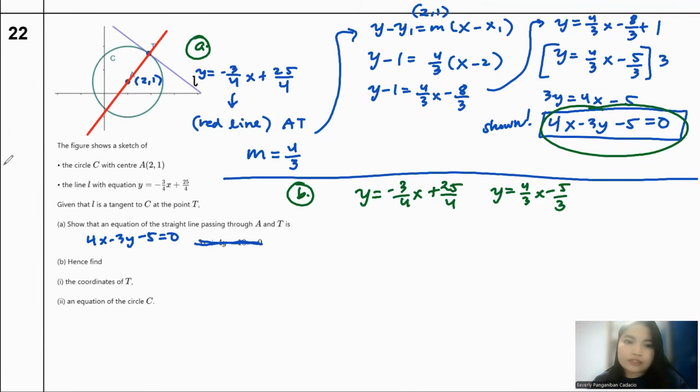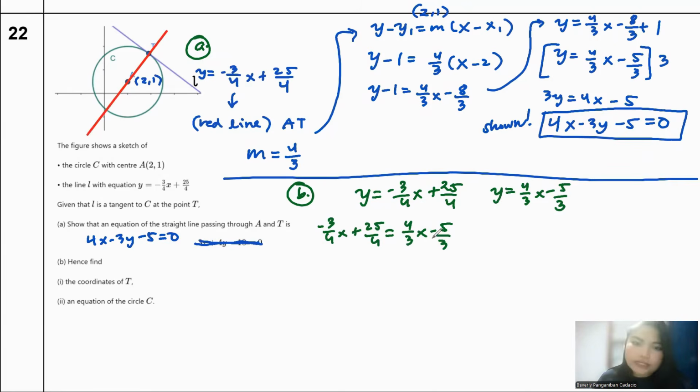Okay, let me just erase this part. What I'm going to do is this one. 3/4 x plus 25/4 is equal to 4/3 x minus 5/3, because I know that they are both equal to y and we can just equate each other. This is simultaneous equation using substitution method. Okay, then just put it at the same side to make it easier.